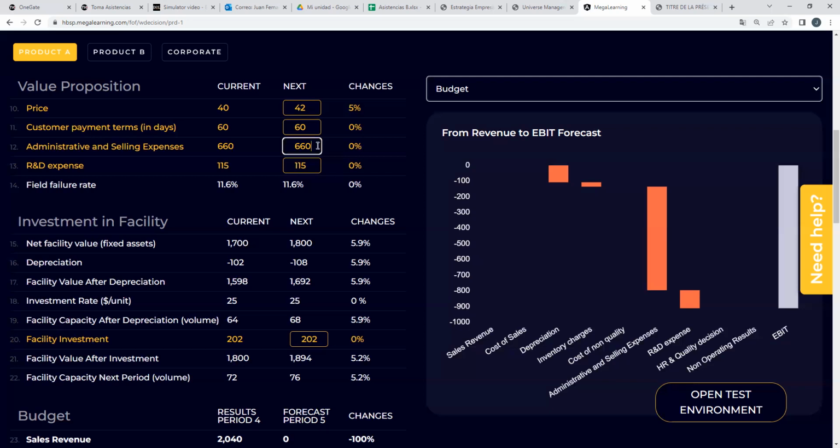Those two are the budgets related to administrative and selling expenses and research and development expenses. The budget that you invest in research and development is this one, with $115. It is not only important for the value proposition, but it's going to impact many other processes of the company, for example, when I show you the slide.